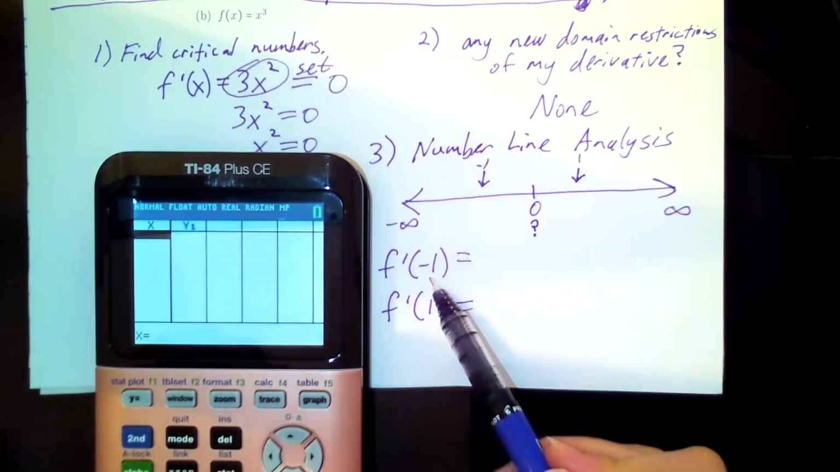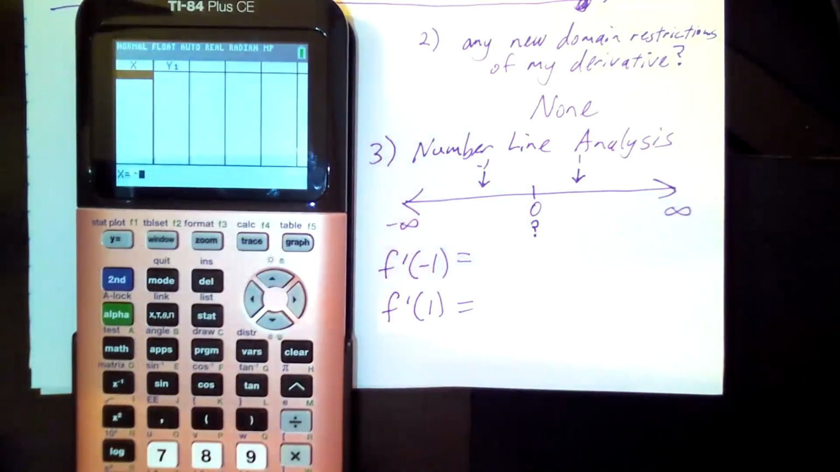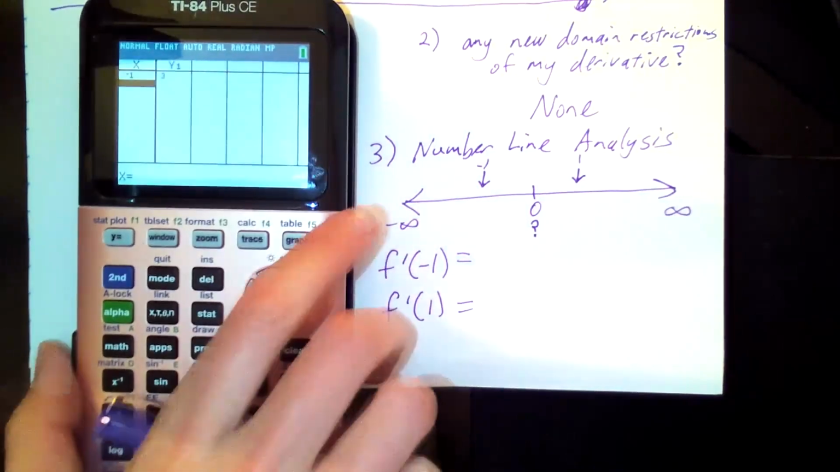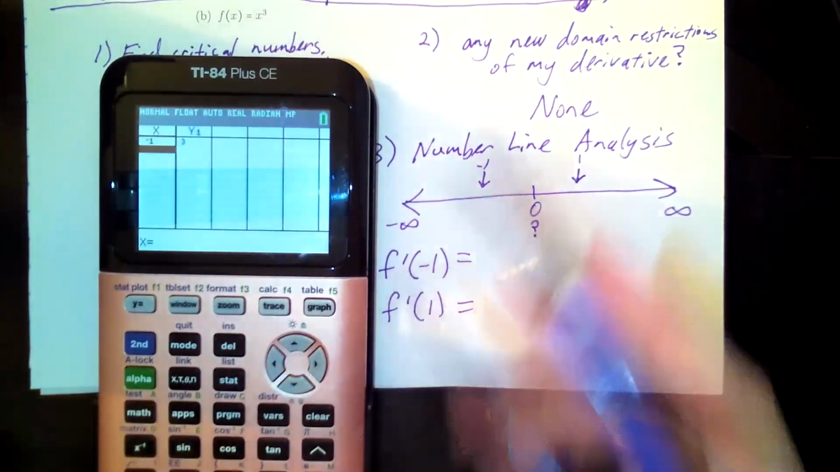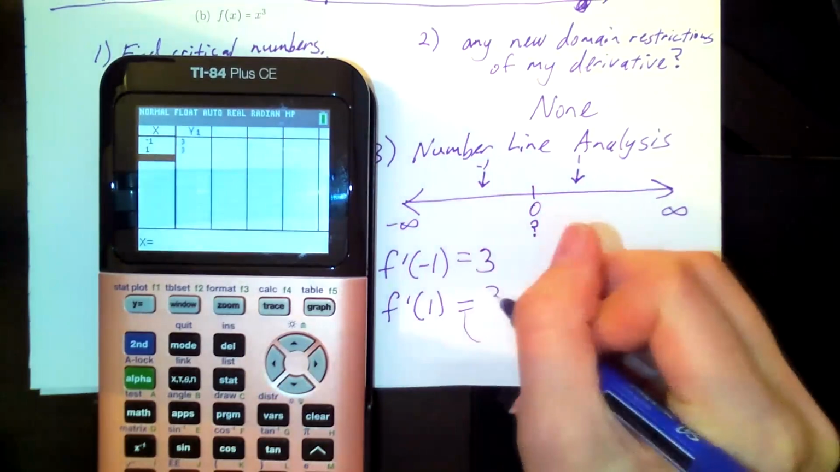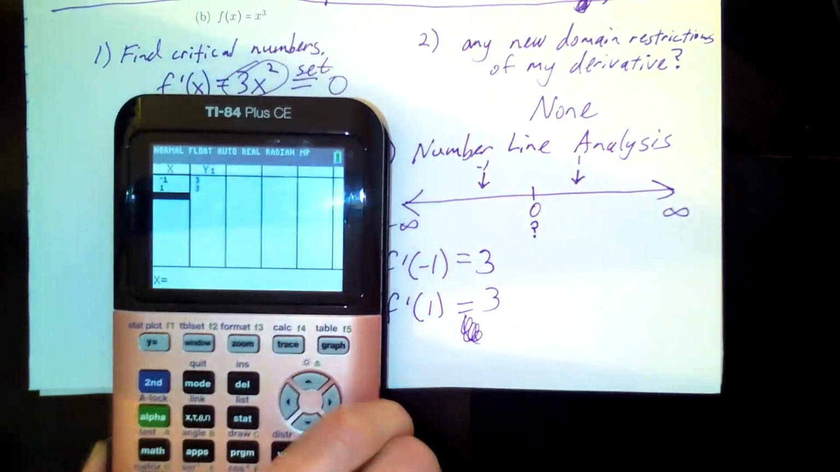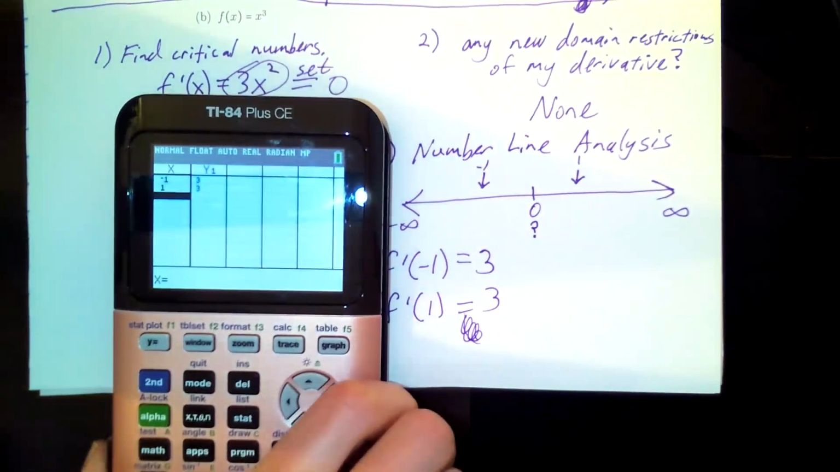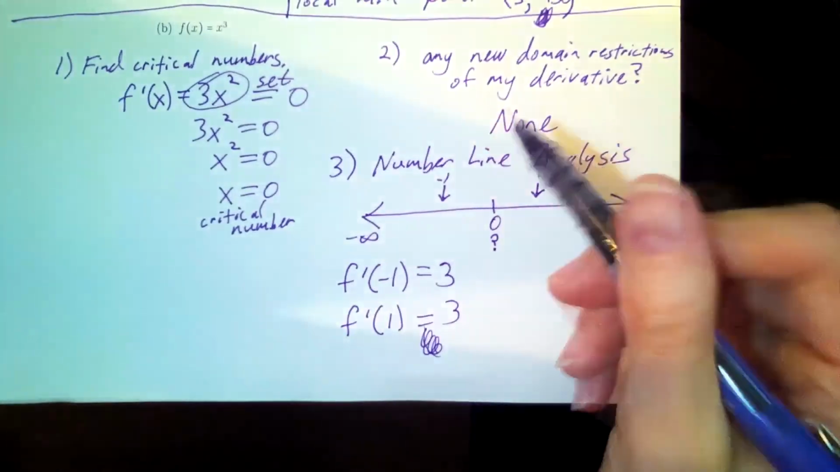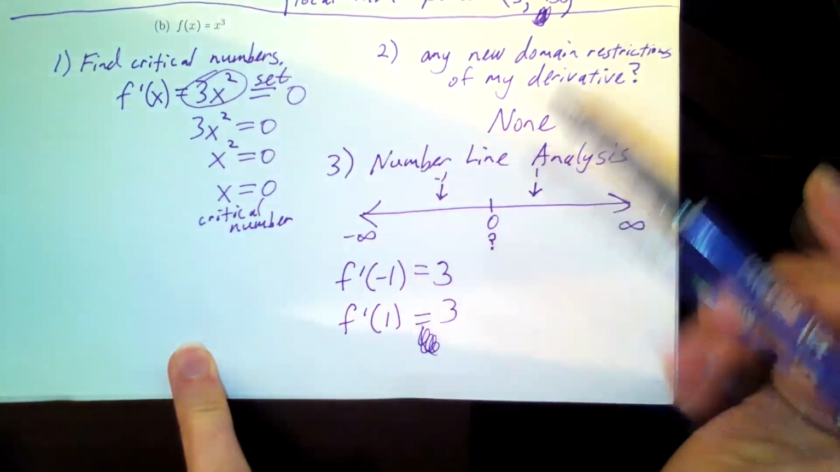I'm going to plug in -1. So you hit -1, enter. And you look at that, you get a value of 3. If you plug in +1, you get a value of 3. Now this one is probably easy to see without punching it in your calculator, but I wanted to show you the calculator trick. So we plug in -1 and +1 into that, and we get 3 and 3.